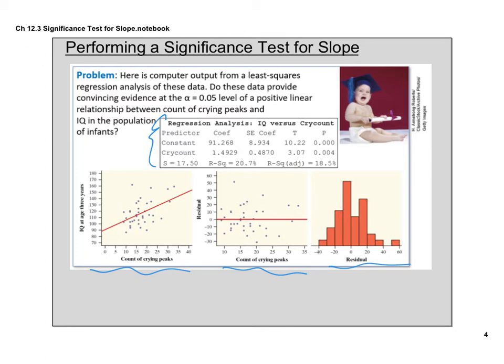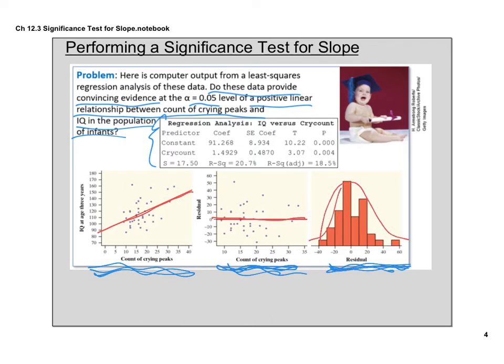So here's the computer output from the least squares regression analysis of these data. Do these data provide convincing evidence, at the alpha 0.05 level, of a positive linear relationship between count of crying peaks and IQ in the population of infants? Okay, so there's your scatter plot. You've got the LSRL going through the middle. There's the residual plot. Here's your residual of 0, which is an important thing to know. And then here is your histogram of the residuals, which you kind of want to see have a normal pattern like that. Okay, great.